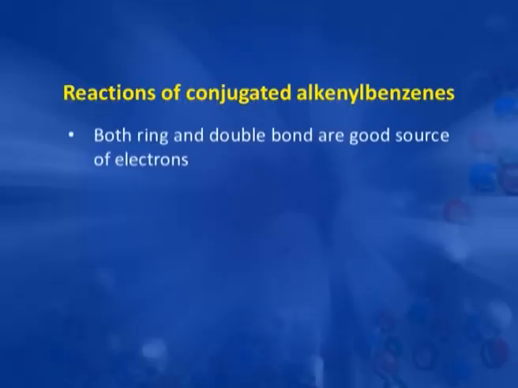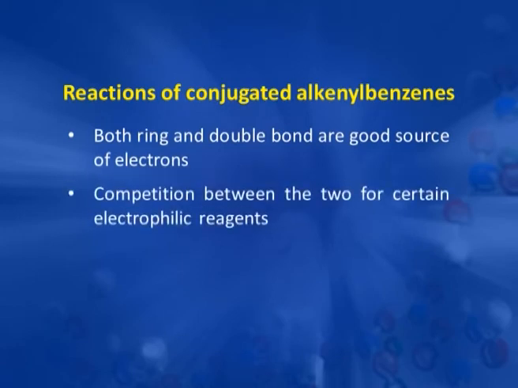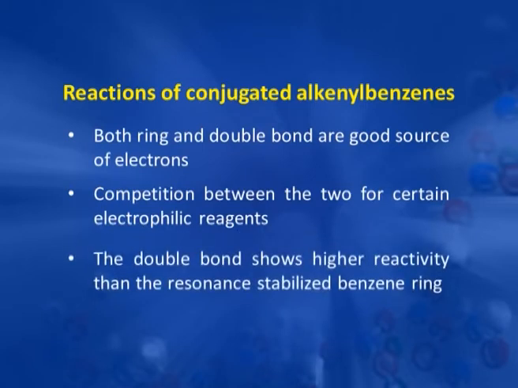Now, reactions of conjugated alkenyl benzenes. We have seen that in alkenyl benzenes we have an unsaturation in the side chain and an unsaturation in the benzene ring also. So both the ring and the double bond are good sources of electrons. There is a competition between the ring and the side chain for an electrophilic reagent, but we have observed that the double bond shows higher reactivity than the resonance stabilized benzene ring.